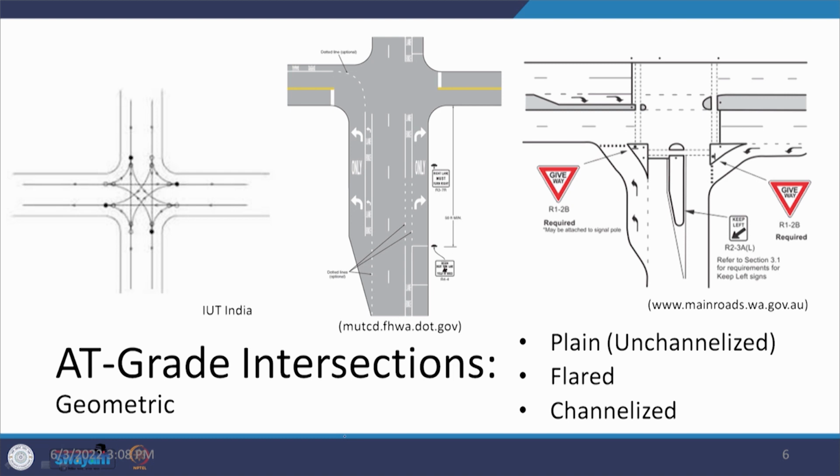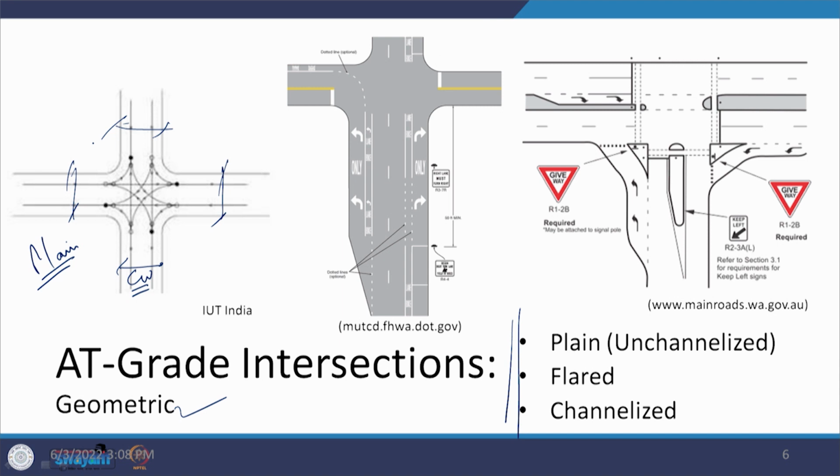Now, let us look at the geometrics here. In the case of geometrics, as we have already discussed as part of shapes, we may have a plain sort of intersection. Say this is plain one, and in this plain one nothing extra is being done. The only thing is that we have a carriageway provided from all 4 sides, and the traffic is freely moving in and out at this particular intersection.